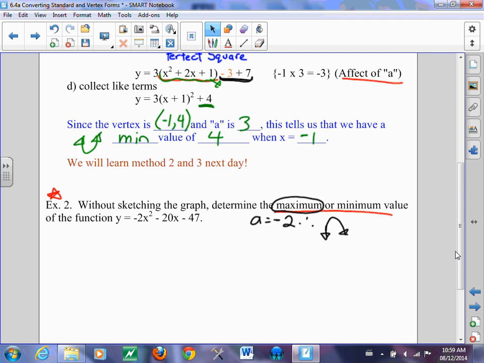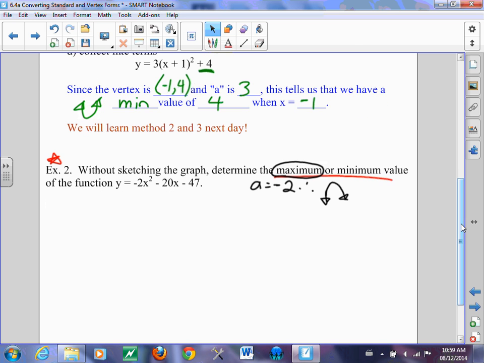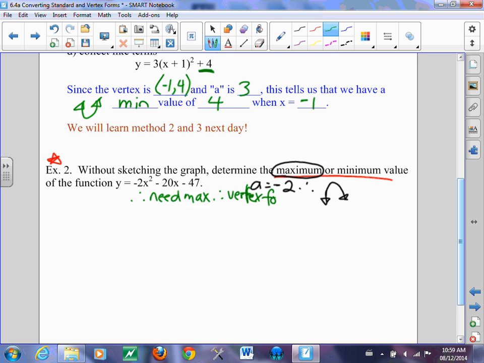In order to find the maximum, we need to get the vertex, so we need to convert to vertex form. So, need max, therefore vertex form. We're going to complete the square just like we did up above.